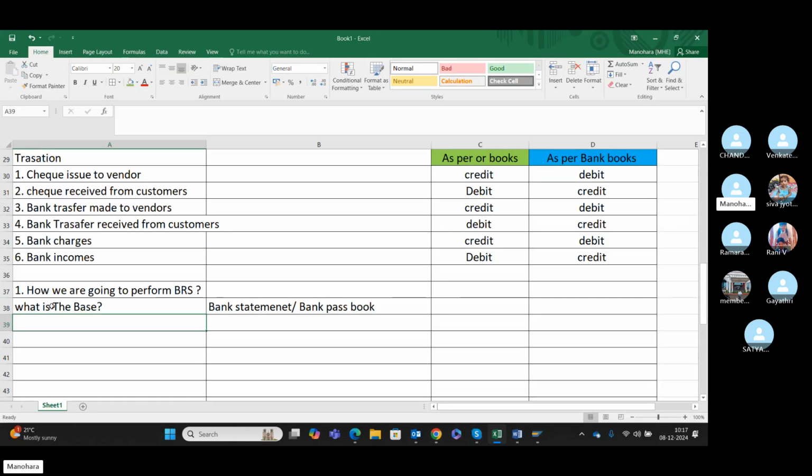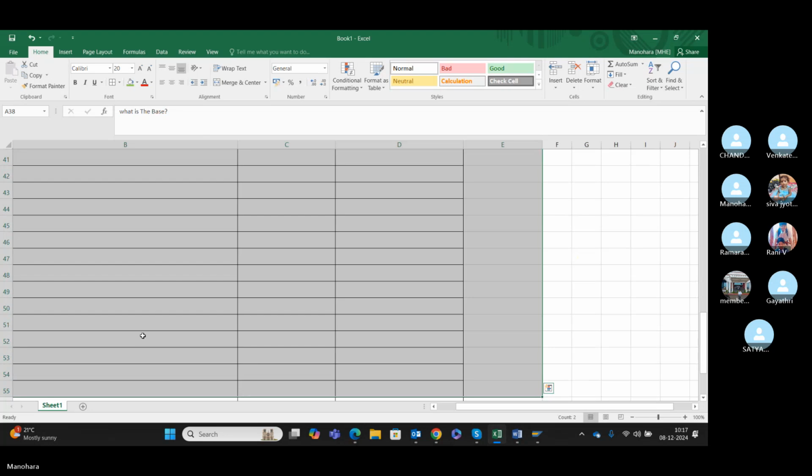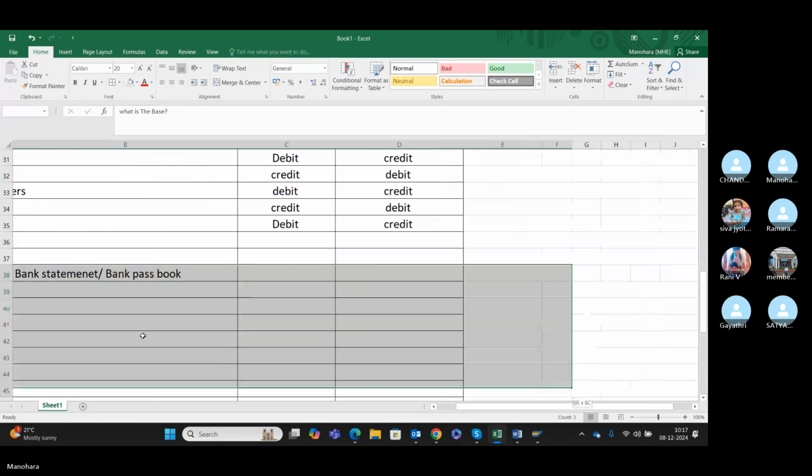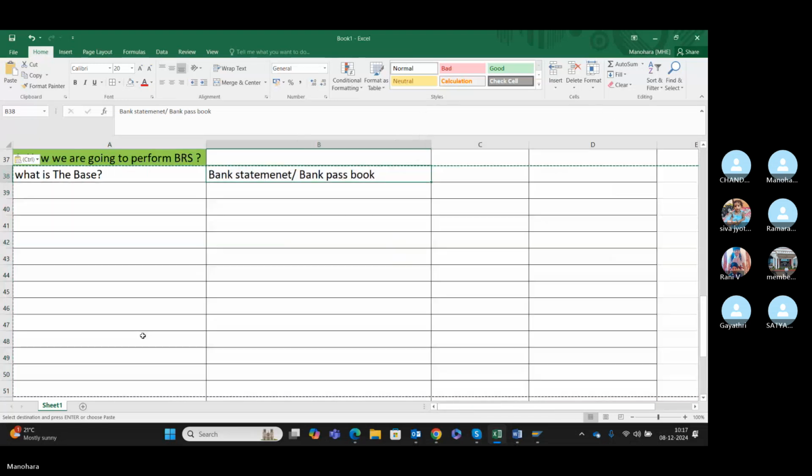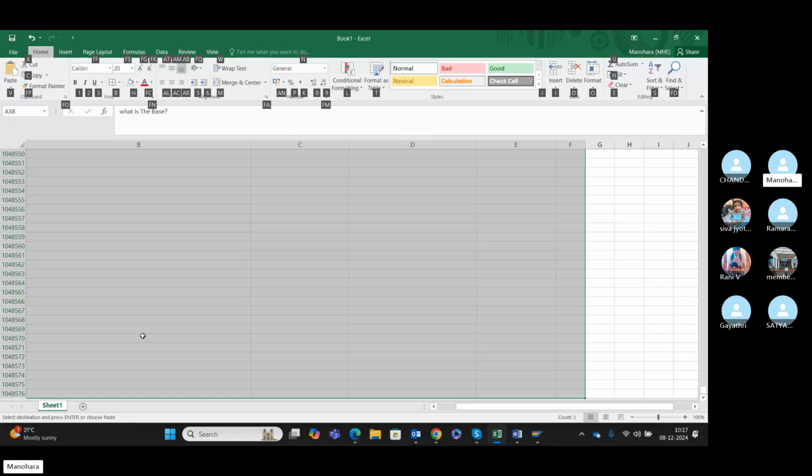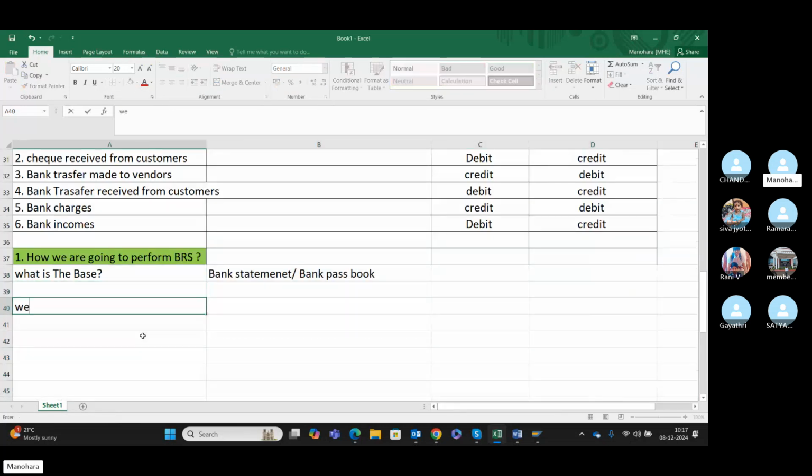So we will get the debit and credit information from the bank statement. How will we get the debit and credit information from the bank statement?